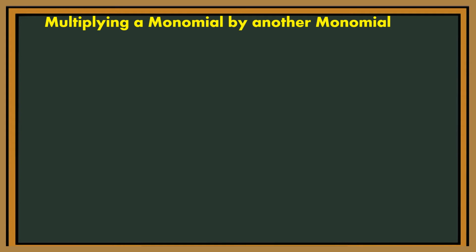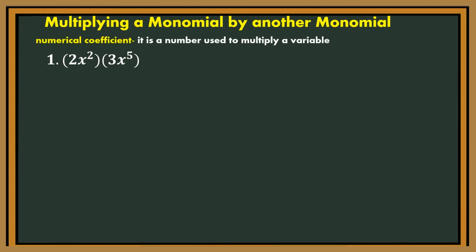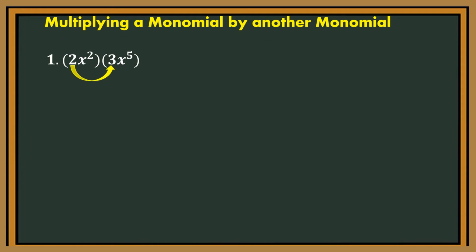And now we will multiply a monomial by another monomial. Number 1, 2x squared times 3x to the fifth. So how do we multiply the two monomials? You're going to multiply first their numerical coefficients. What is a numerical coefficient? It is a number used to multiply a variable. So in the given monomials, what are the numerical coefficients? 2 and 3. So let us multiply them first. 2 times 3, that is 6.